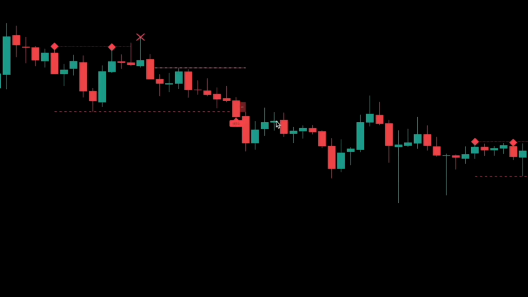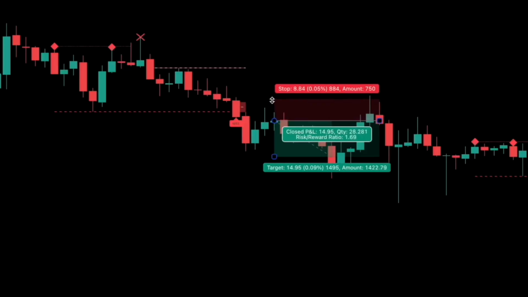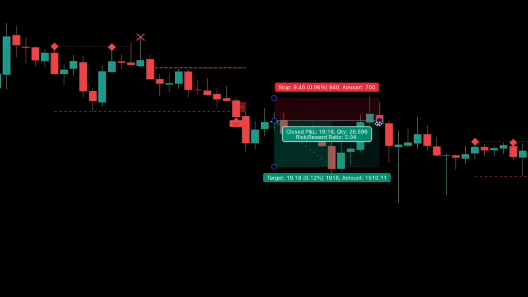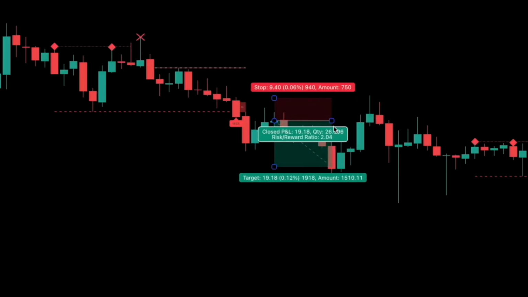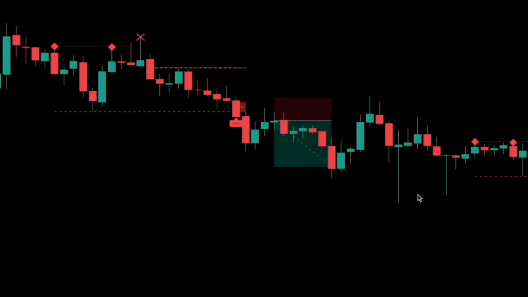For short trades, position the stop loss slightly above the most recent bearish fair value gap. The take profit target will stay at 2 times the risk, and move the stop loss to break even once the market reaches a 1-to-1 risk reward.